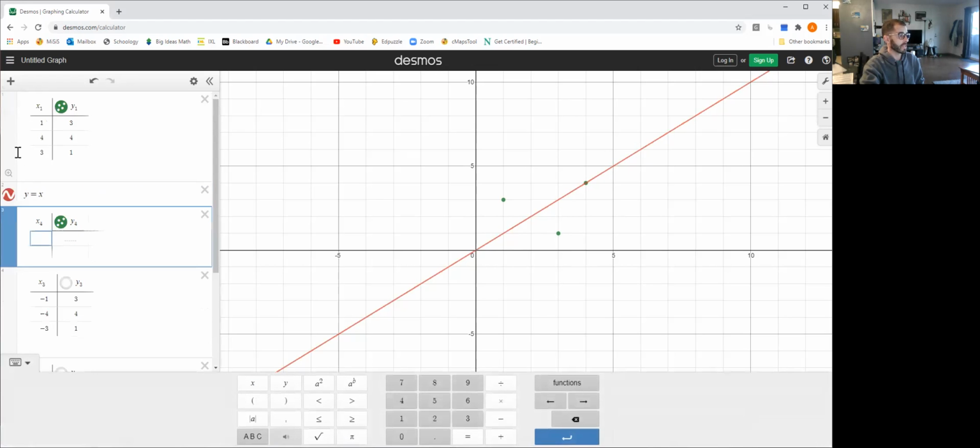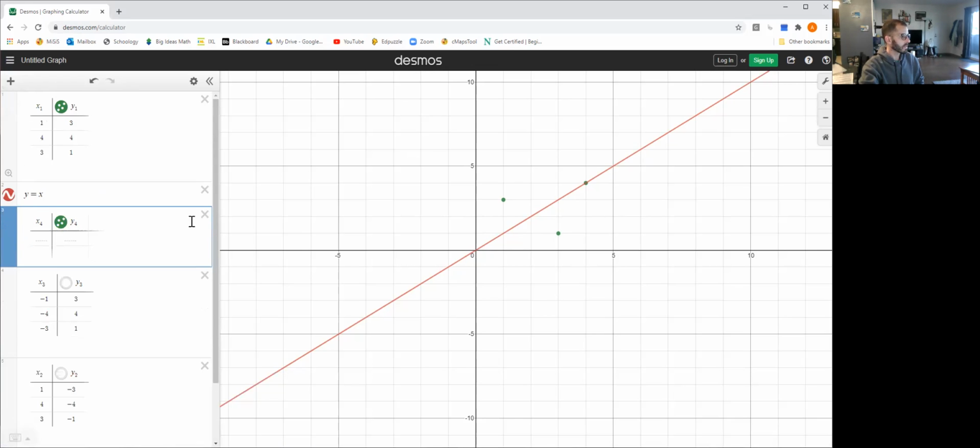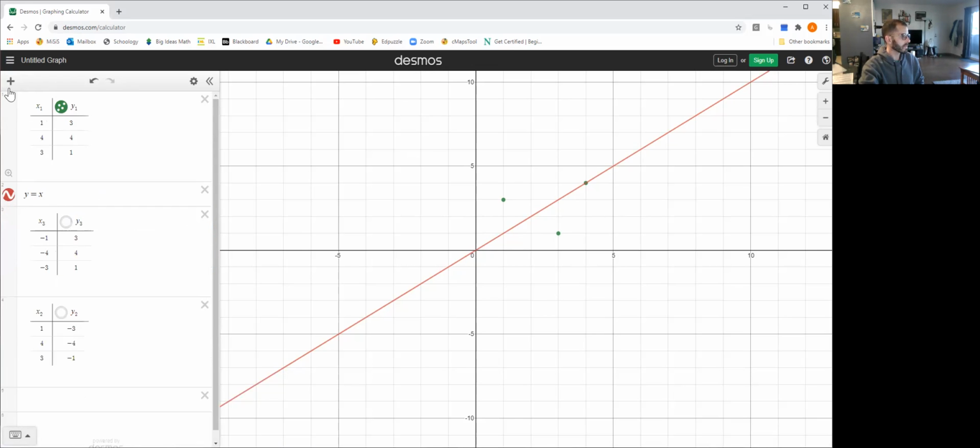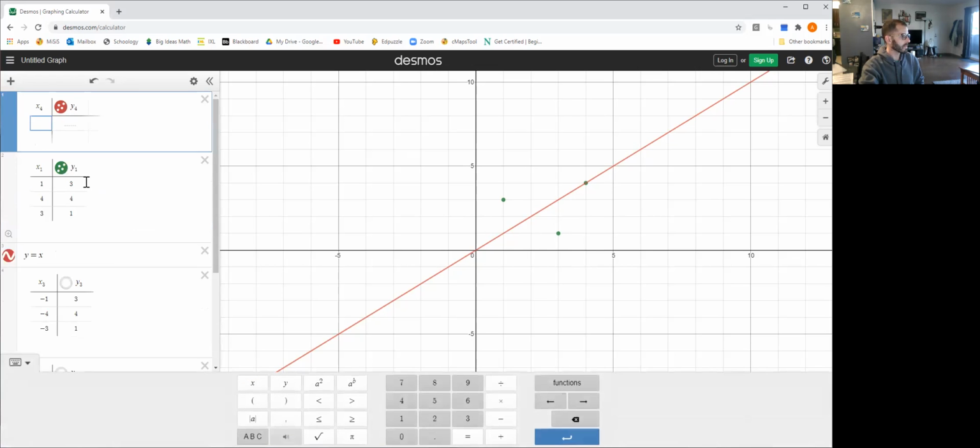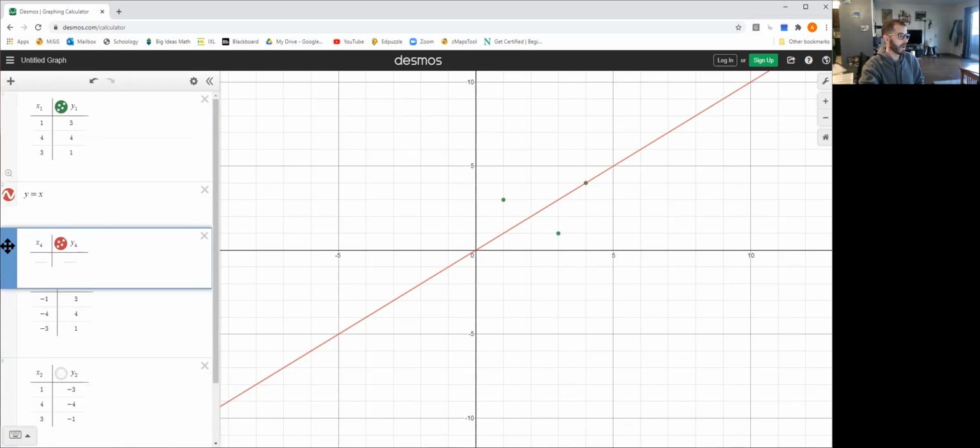So let's go ahead and add a table. Oh, it added right there. Why is it in green? I don't want it to be in green. Let's see if I can get a... There we go. Ooh, red kind of goes there.